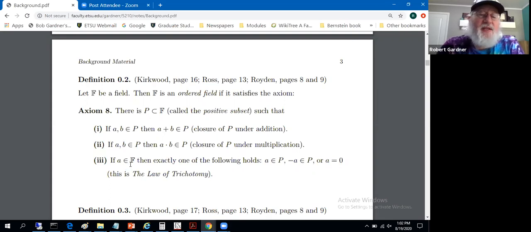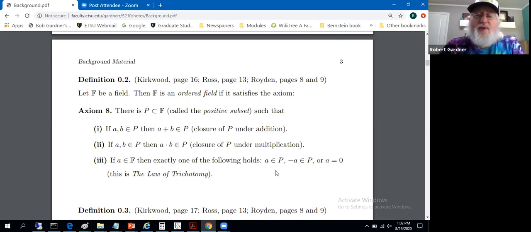And if we choose anything in the field, then exactly one of the following holds: A is positive, the additive inverse of A is positive, or A equals 0. This last property is called the law of trichotomy. So in other words, parts 1 and 2 tell you that the set P is closed under addition and closed under multiplication.